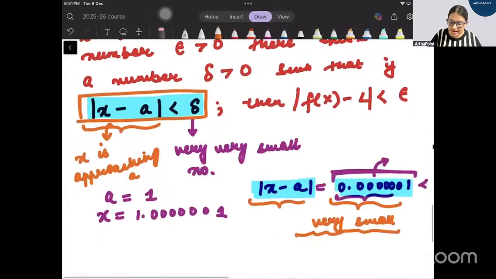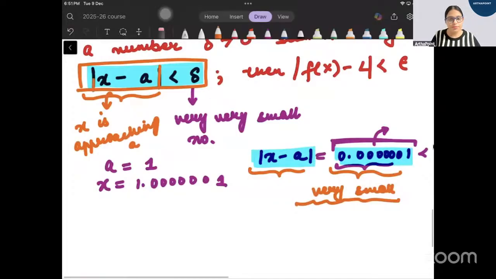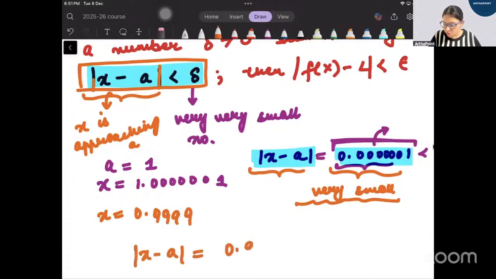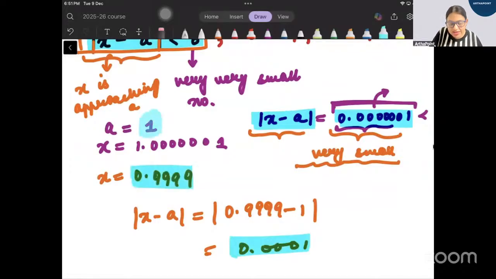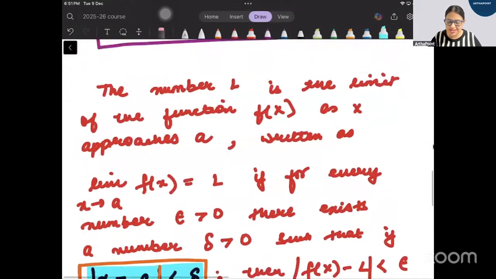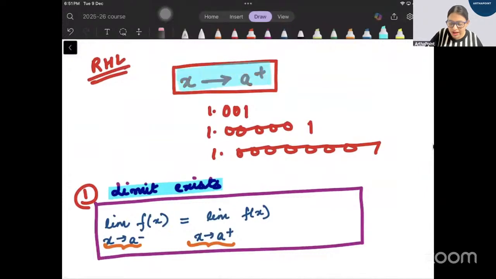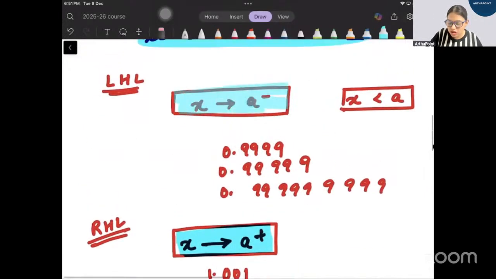Right? Now why have we taken x minus a in absolute value? Because it is very much possible that x could have been 0.9999. Then x minus a in absolute value would have been 0.9999 minus 1, which also gives 0.0001, because we are finding an absolute value. So it would have been some small gap. We are saying that x can be smaller than a or larger than a, but the gap should be very small. That is exactly what this says, that x can approach a from the left hand side or from the right hand side.